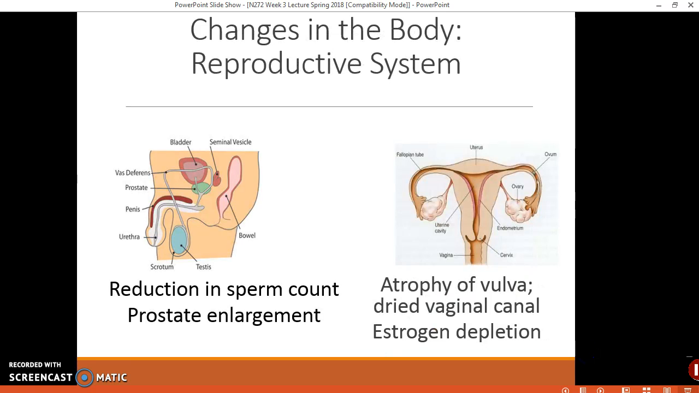The reproductive system. For men, there's a reduction in sperm count. The prostate enlarges also. Also, there is erectile dysfunction that occurs with aging. For our females, atrophy of the vulva, dried vaginal canal, and estrogen depletion also occur for the older female. And these are changes that are irreversible. There's absolutely nothing we can do to stop these things from happening. This is a normal part of aging.